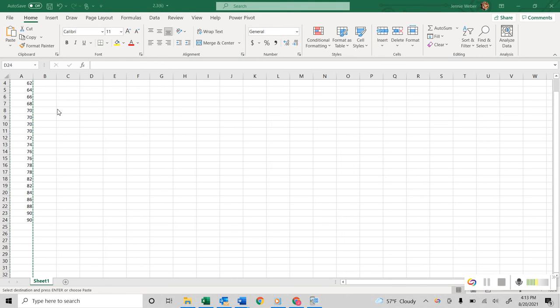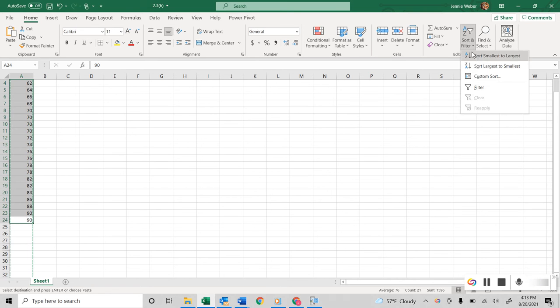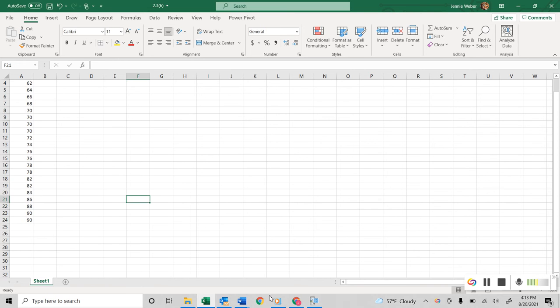This is data, BPs, a bunch of blood pressure readings that I used in an earlier video. I'm just going to reuse it here to make a stem plot. Now the first thing you should do, if you hadn't already done it like we have here, is of course sort this from smallest to largest.